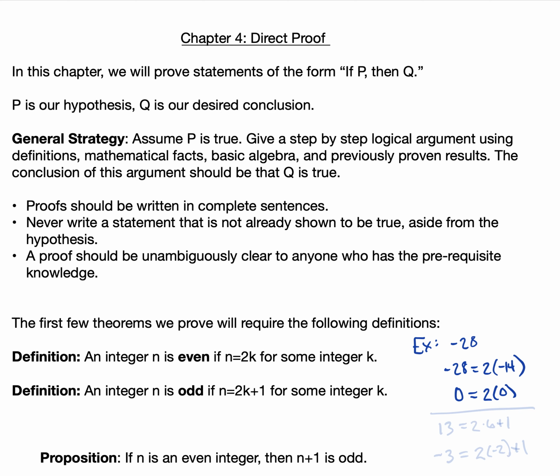An integer n is odd if n is equal to 2k plus 1 for some integer k. So for example, 13 is odd because 13 is equal to 2 times 6 plus 1, where 6 is an integer. And negative 3 is odd because negative 3 is equal to 2 times negative 2 plus 1, where negative 2 is an integer. So we're going to start by proving a pretty basic statement. We are going to show that if n is an even integer, then n plus 1 is odd.